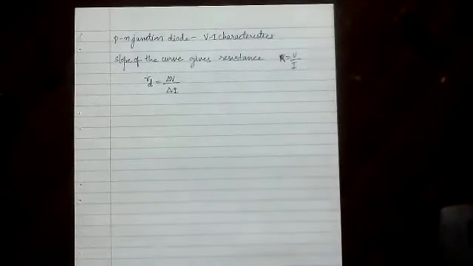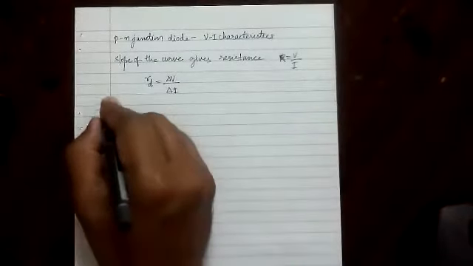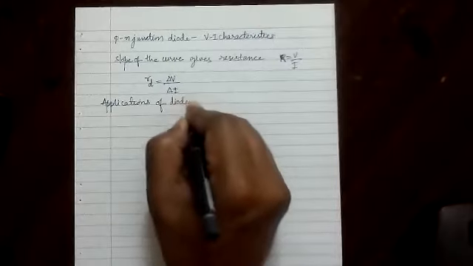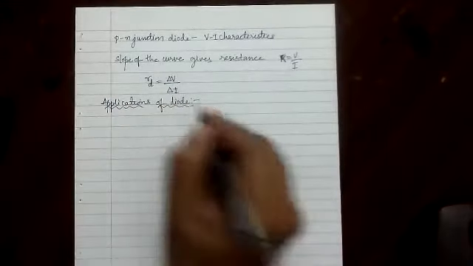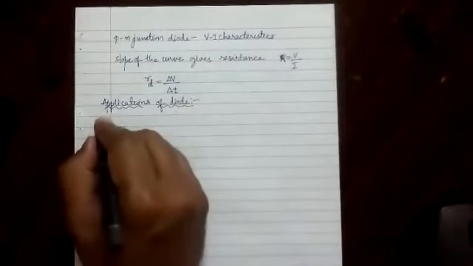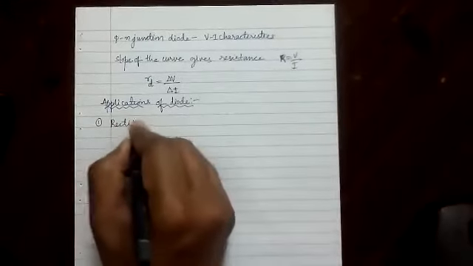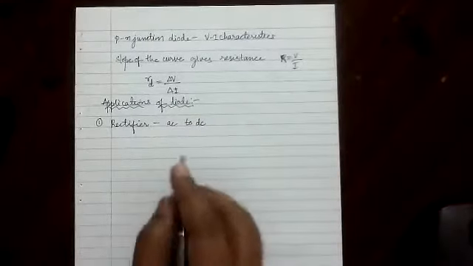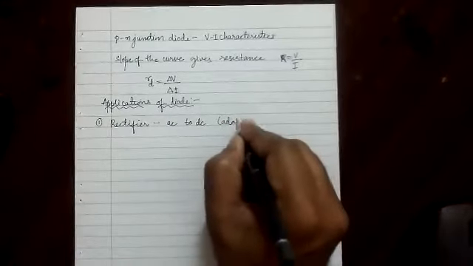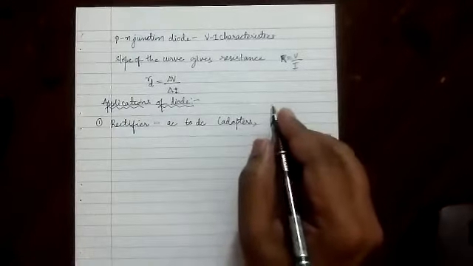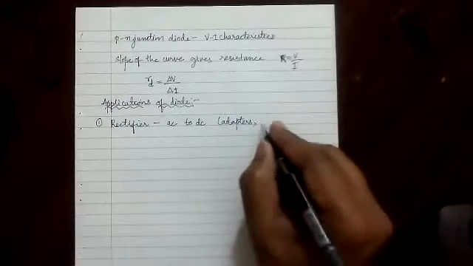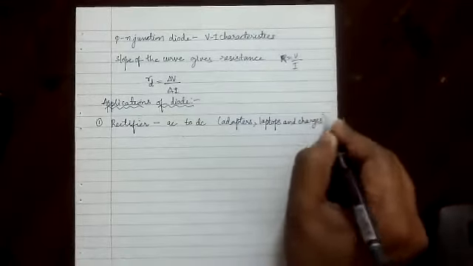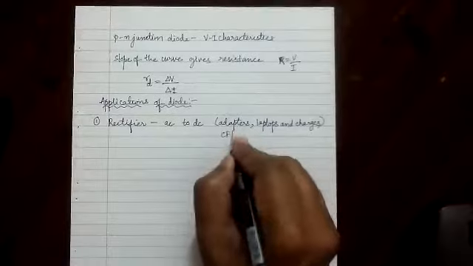Then, applications of the junction diode. What are the applications of a diode? The first one is the rectifier. A rectifier is a device which converts AC to DC, alternating current to direct current. Generally this is used in adapters, laptop adapters and mobile chargers. Even in CFL lamps, we use these rectifiers.